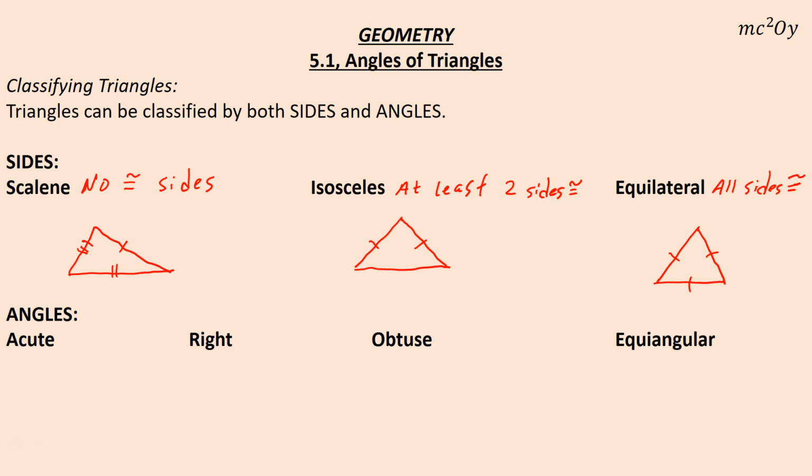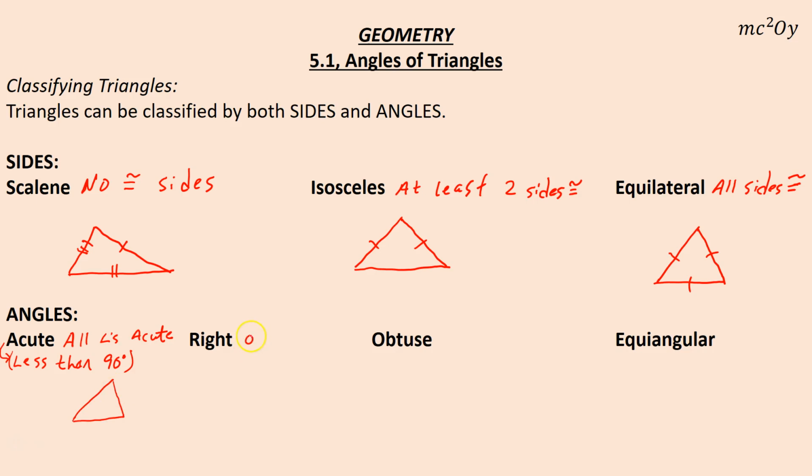We have acute, right, and obtuse, and then equiangular. Okay, acute means all angles, and I'm just doing some abbreviating, are acute. Okay, remember acute is less than 90 degrees. So the definition of acute, if we've forgotten that, is less than 90 degrees. All right, and so an acute triangle, just by looks, may look something like that, where each angle is less than 90 degrees.